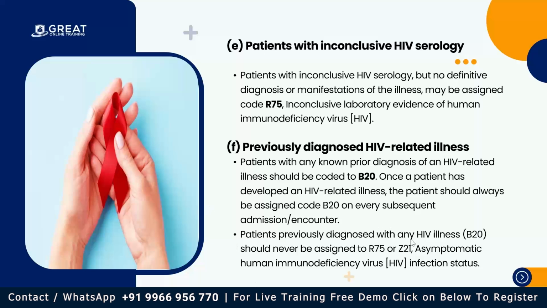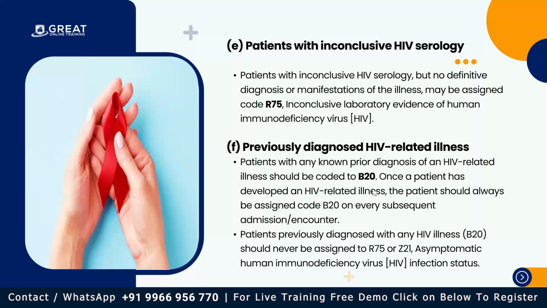For a patient previously diagnosed with any HIV related illness, B20 should never be assigned to R75 or Z21, which is for asymptomatic HIV infection status. If a patient is previously diagnosed with HIV illness, we have to use B20, and only the B20 code, on subsequent admissions. Any doubt? No doubt.